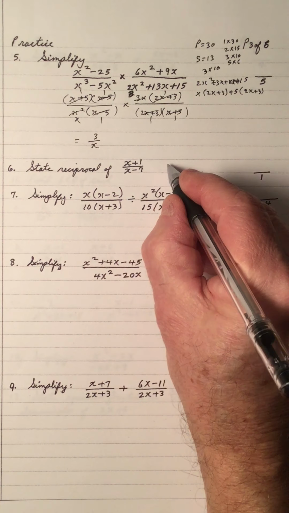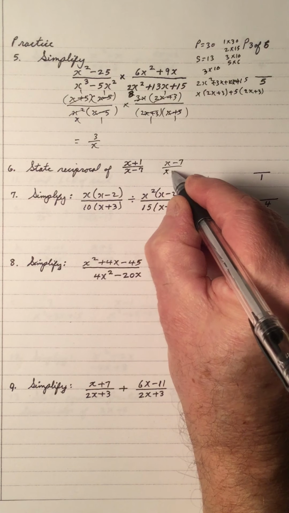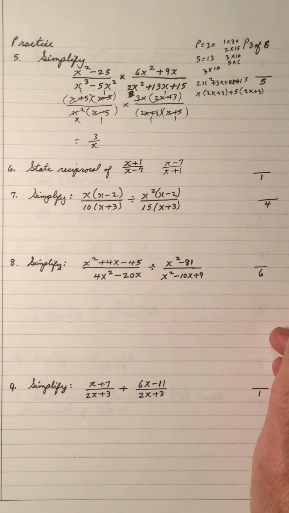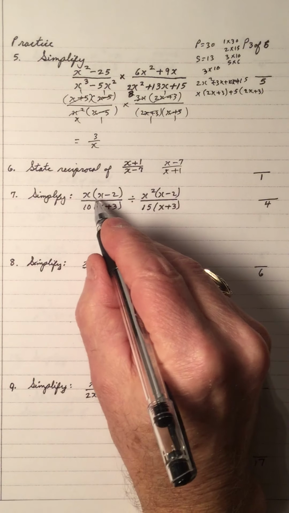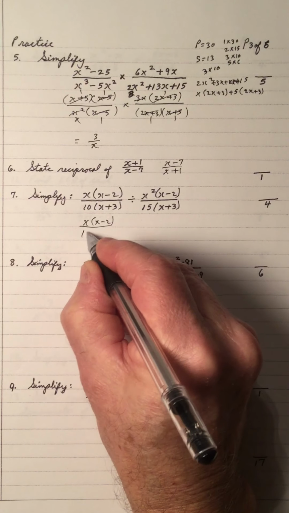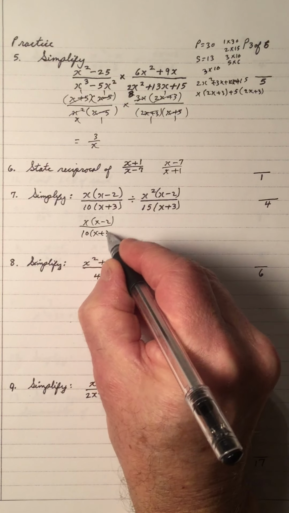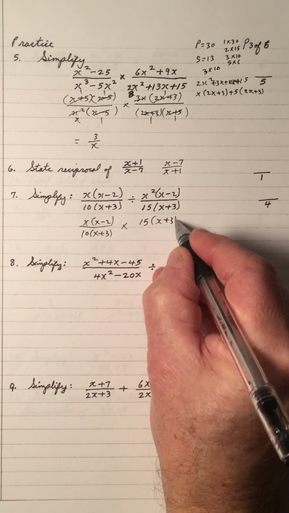The reciprocal is, turn it upside down, so it's x minus 7 over x plus 1. Give yourself a mark. Now in division, we have to multiply by the reciprocal first. So we always, when dividing, we multiply by the reciprocal. We need to turn.